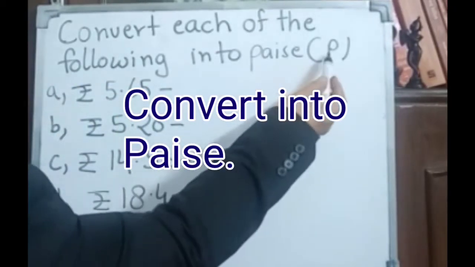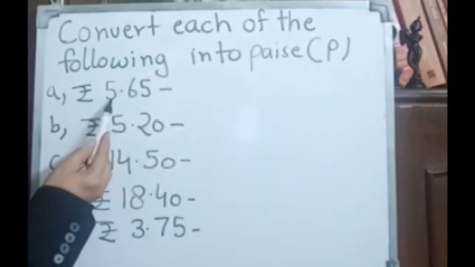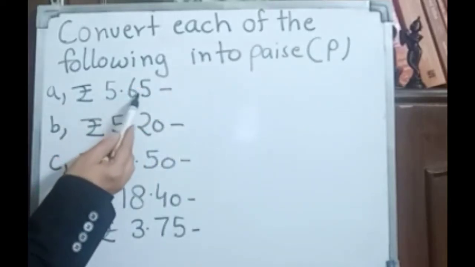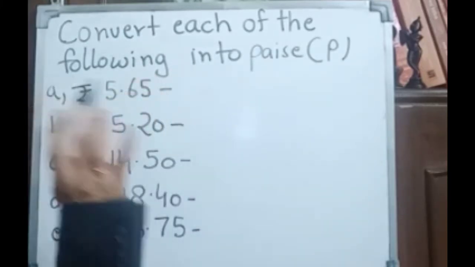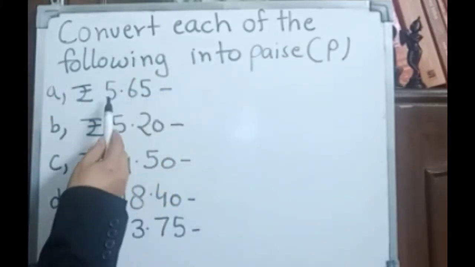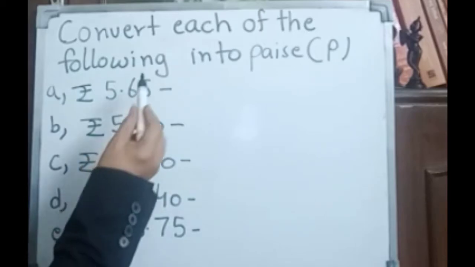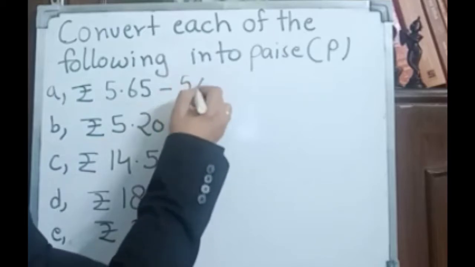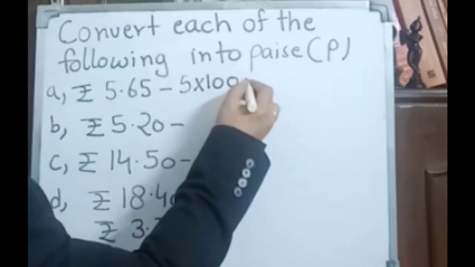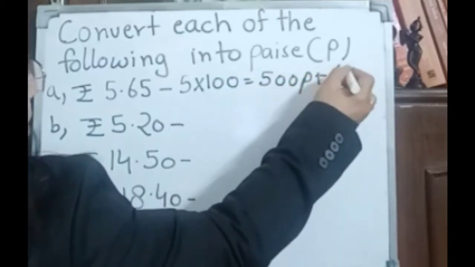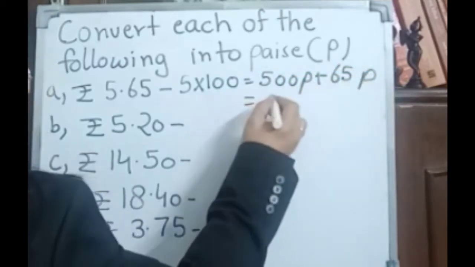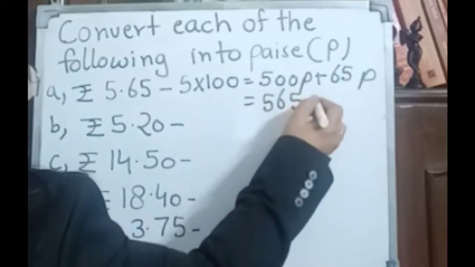Convert each of the following into paisa. Now paisa means P. Here we have rupees 5 and 65 paisa. Now what to do? You all know that 1 rupee has 100 paisa. So first multiply by 100, then plus paisa. Here 5 into 100 is equal to 500 paisa plus 65 paisa. So here we have 565 paisa.